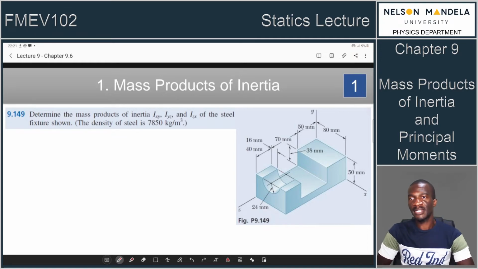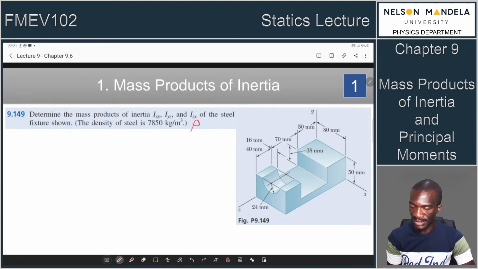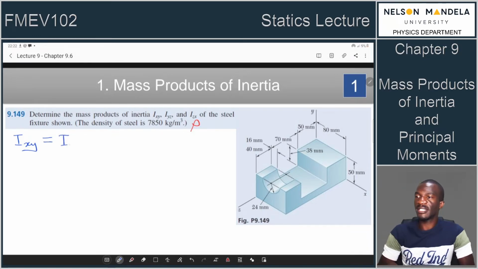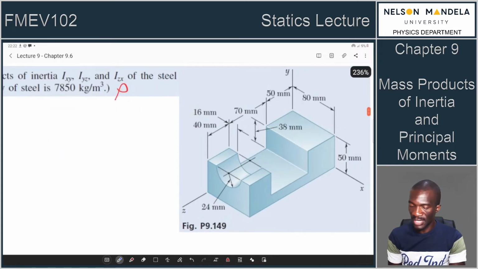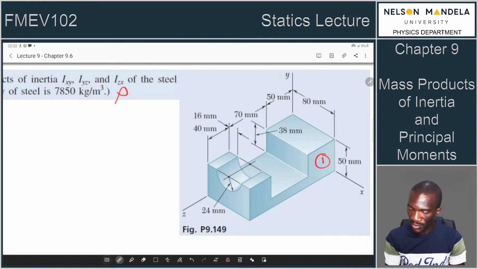Example 9, problem 9.149. Determine the mass product of inertia Ixy, Iyz, Izx of the steel fixture shown. Then I'm given the density of steel, some density rho, and then we've got the steel fixture shown. For us to get, for example, the first one, Ixy, we will need to note that this shape is a mix of many shapes. For life to be easier, you have to demarcate it into different shapes. So let's subdivide it. This can be shape number 1.